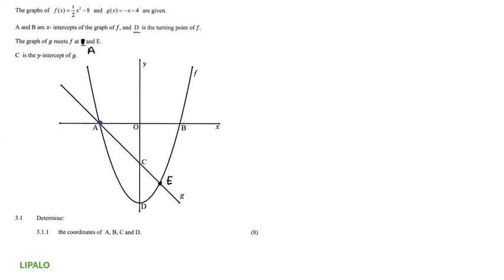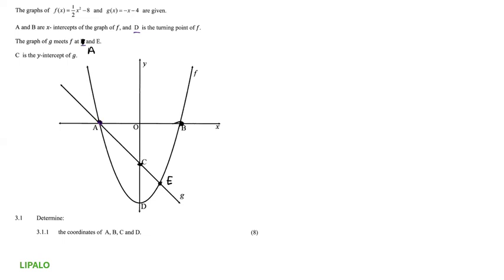C is the y-intercept of g. Perfect. There's C. It's cutting through the y-axis. So everything is in order now. I can start answering the questions. Determine the coordinates of A, B, C, and D. Okay. A and B, I can find the coordinates of A and B.